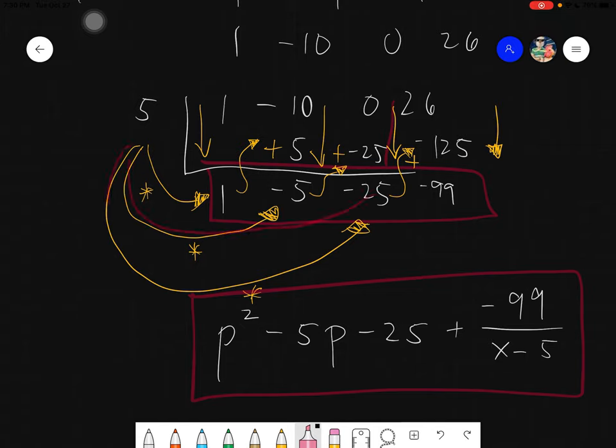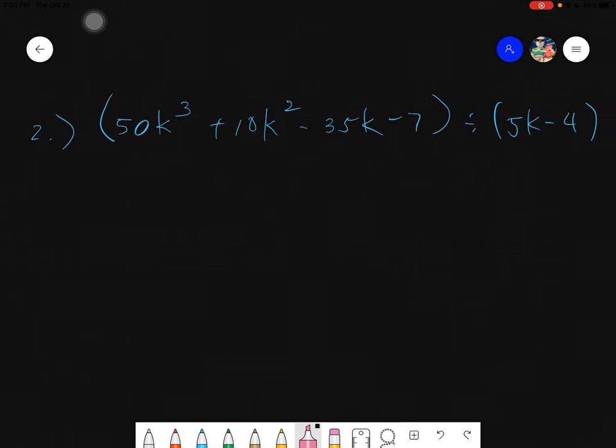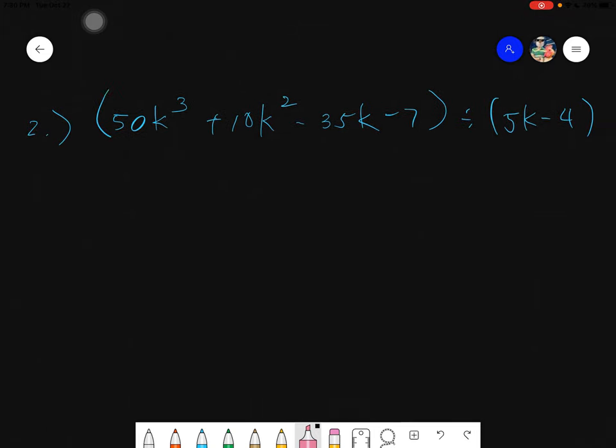Bring down, multiply, and then add, and so on. Okay po. So, going to the next example po, so that you will have a better understanding, same goes lang po yung ruling natin. The very first thing that you do is, of course, you take the divisor, equate it to 0, and solve for x, or the unknown po, okay?